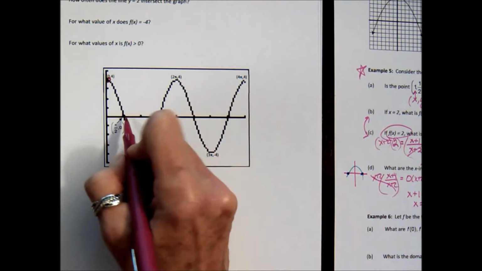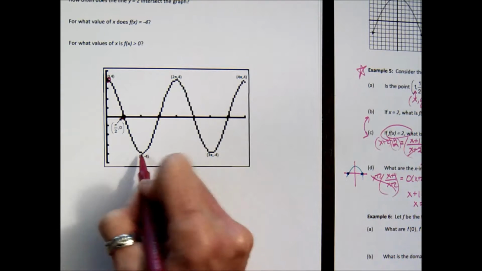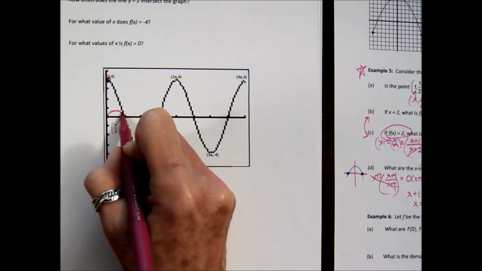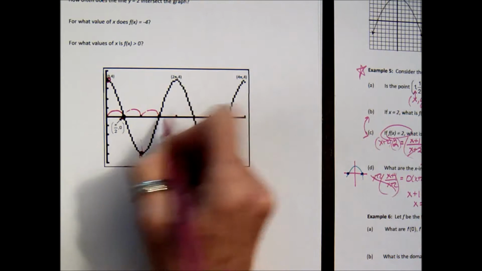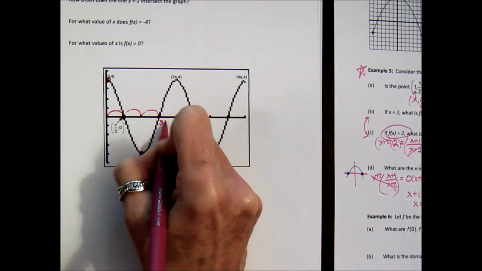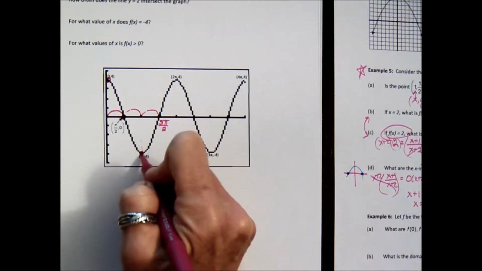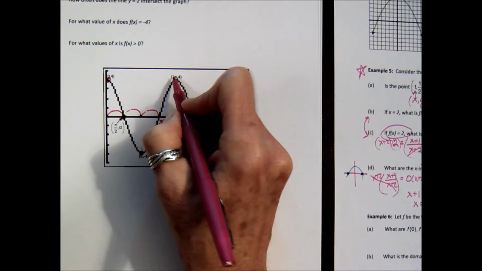Here I have pi over 2, so a half of pi, 0. Here I have pi. So you can tell to get to here is pi over 2, to get to here is pi. So this is going to be 3 pi over 2. So 1 half, 2 halves, 3 halves, 4 halves, which is 2. We're going to finish this in a minute.